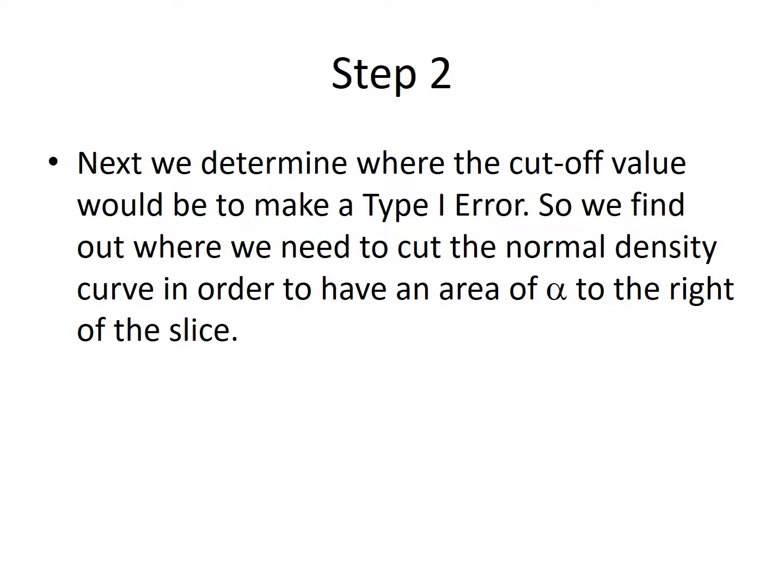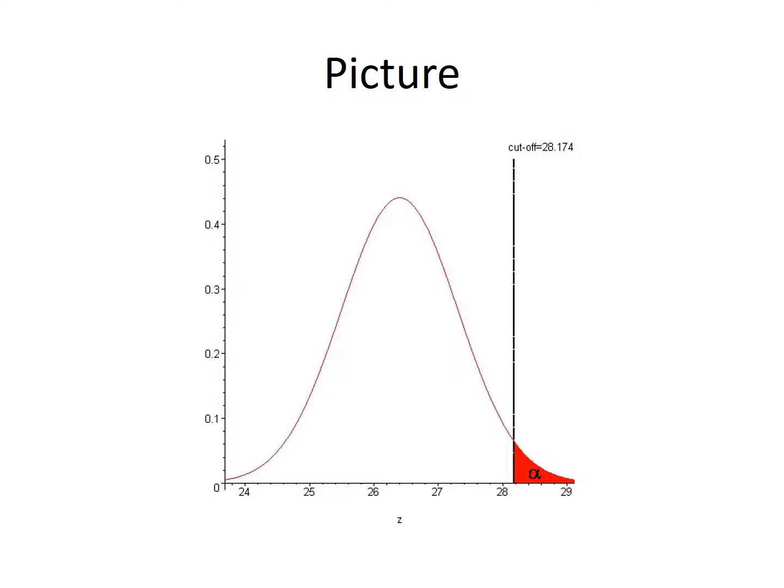Next, we determine where the cutoff value would be to make a type 1 error. So we find out where we need to cut the normal density curve in order to have an area of alpha to the right of that slice. So here is our diagram. Our cutoff value is computed at 28.174, and the area to the right of that under this particular normal density is 0.025, or 2.5%.